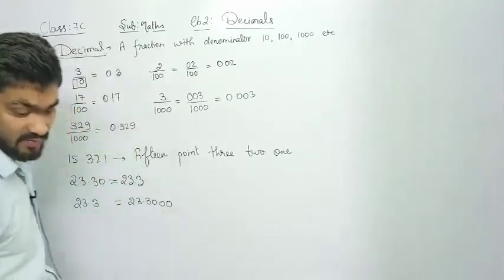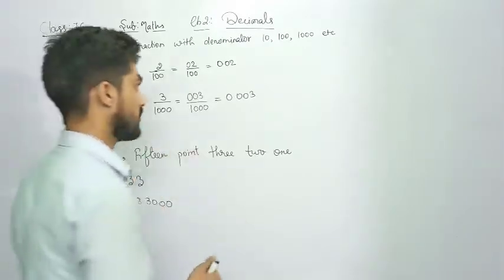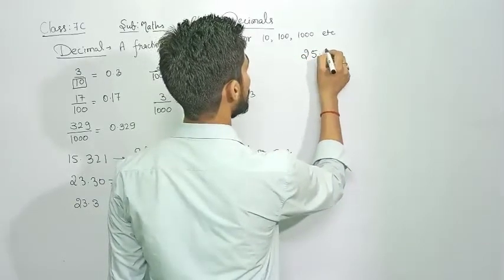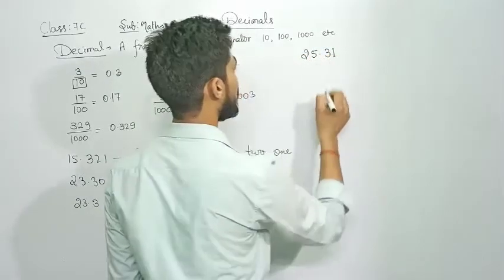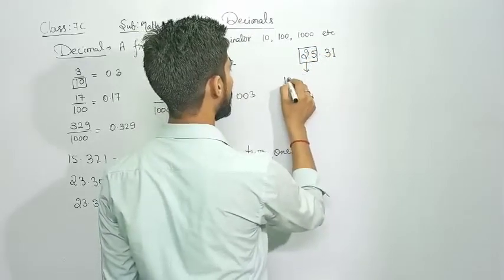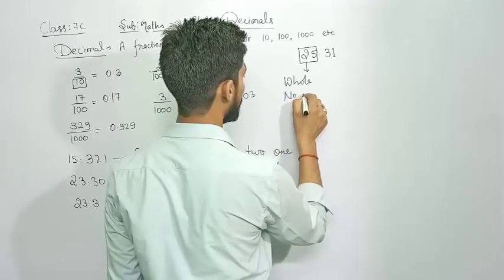Next thing, what we have to study. See, every decimal number has two parts. Suppose 25.31. So this is called the whole number part. What we call the whole number part.